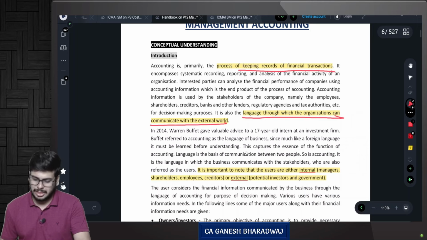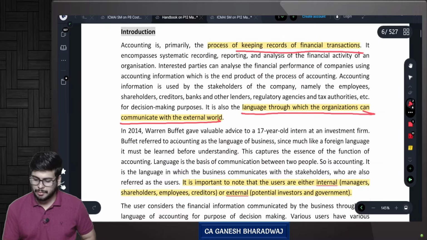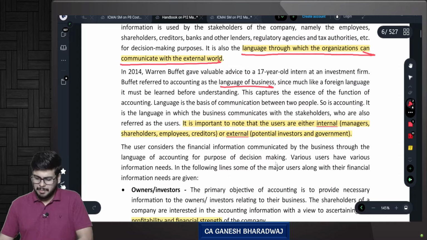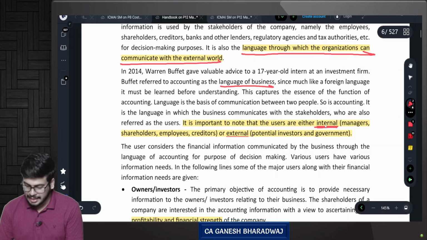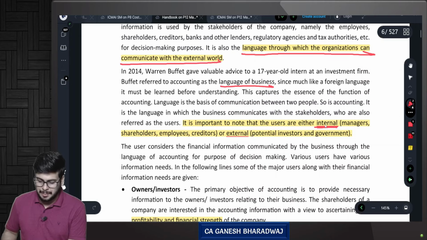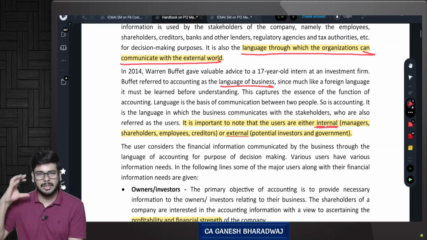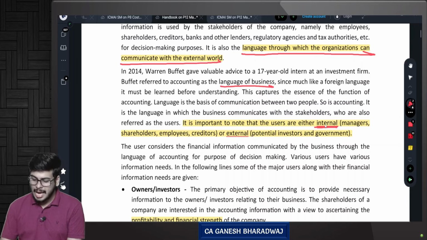Look at this. They have just mentioned a few things here, like Warren Buffett gave a valuable advice to a 17-year-old. He referred to accounting as the language of business. All these things they have mentioned. So only the relevant part I'm just going to walk you through. It is important to note that the users are either internal, that is the managers, or the internal people. Technically, when I say internal people, it's only the management, fine, or the external.